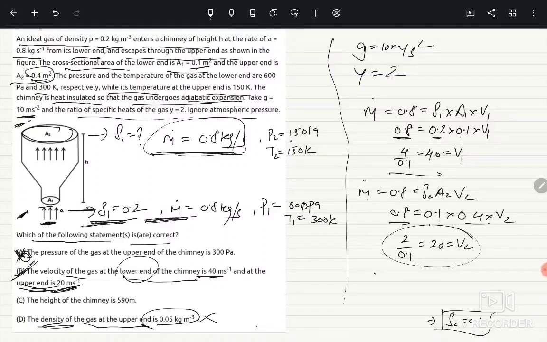So we got the correct option, but there is one part which you have to calculate as homework. That part is the height of the chimney. Try to calculate the height of the chimney using the concept of fluid mechanics or any concept of thermodynamics. Try to solve it on your own. Whatever answer you get, please put it in the comment box, and I'll tell you whether it is correct or not. Or if you have any query related to this question or any other question, you can put it in the comment box. I'll reply as soon as possible.